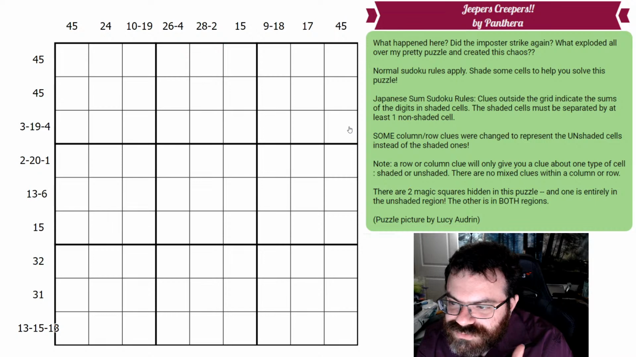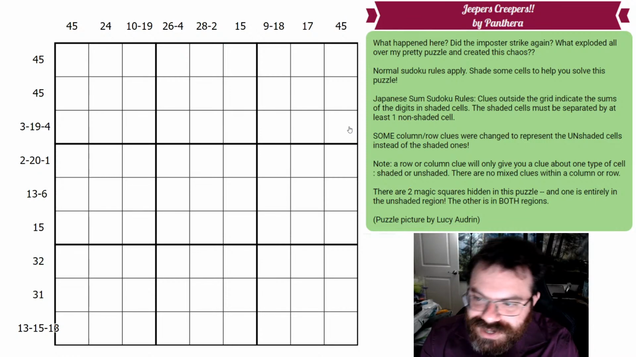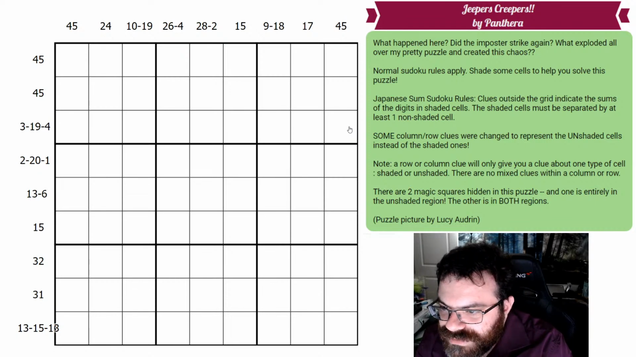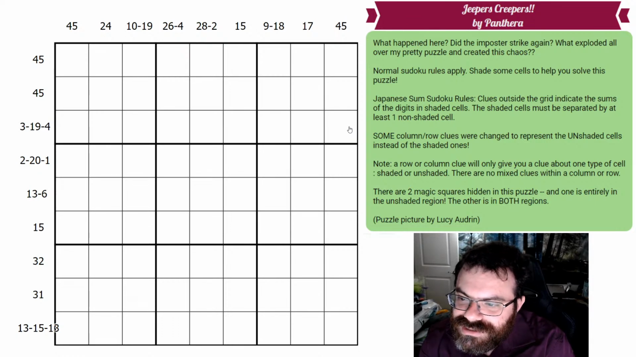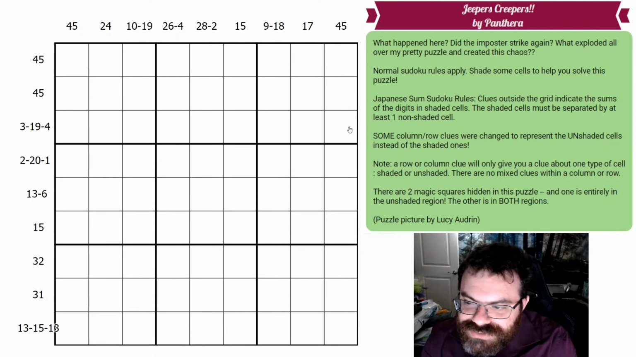Some column/row clues were changed to represent the unshaded cells instead of the shaded ones. So on some of our clues, they're actually the unshaded cells rather than the shaded cells. We've done one of these before, by Panthera. A row or column clue will only give you a clue about one type of cell, shaded or unshaded. There are no mixed clues within a column or row. That's good. There are 2 magic squares hidden in the puzzle, and one is entirely in the unshaded region. The other is in both regions.